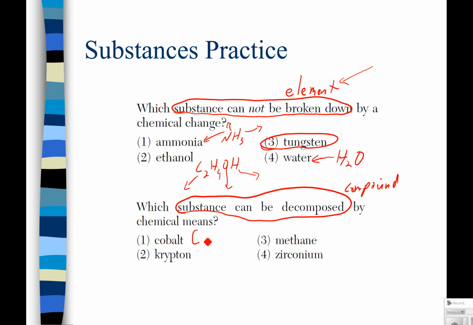Now, for each of these, we can find these on the periodic table. They do have a symbol. They're also on Table S, so we can look up their name. Methane is the only one that has a set formula, a ratio of elements in the compound, 1 carbon to 4 hydrogen. So that compound can be decomposed by chemical means.